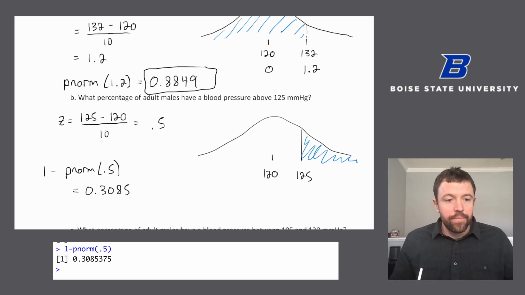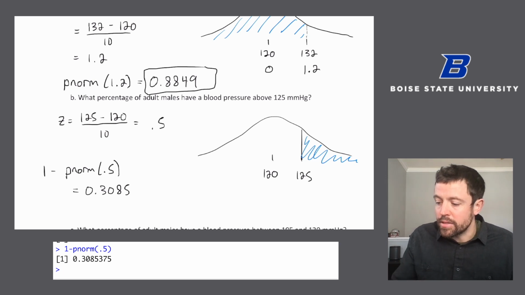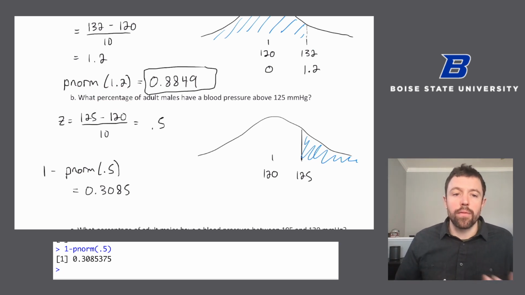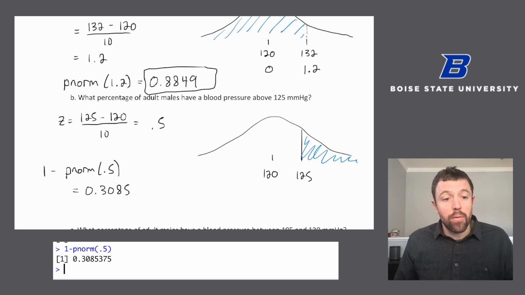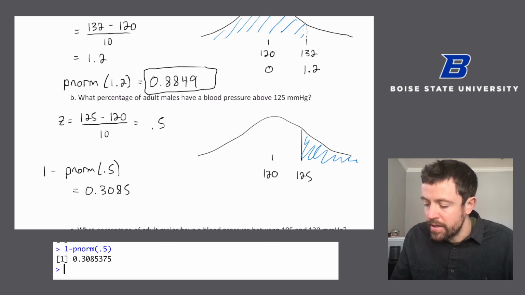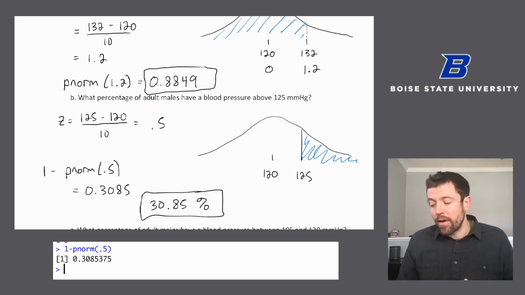This isn't my answer. It's really close to my answer, but the question asked for the percentage. So this is one slight difference in this question. When we're asking questions about proportions and percentages, we can always ask the same question in 2 ways, either as a percentage or as a proportion. Everything we calculate in RStudio is going to be in terms of proportions. And so if the question's asking about percentages, we have to translate back and forth. And so to go from a proportion to a percentage, we multiply by 100, or in other words, move the decimal place 2 to the right. Our answer is 30.85%. So that's the percent of adult males with a blood pressure above 125 millimeters of mercury.